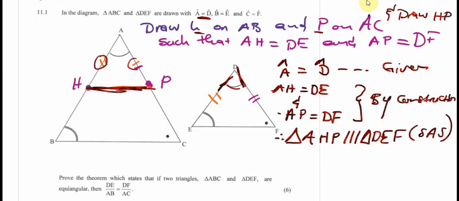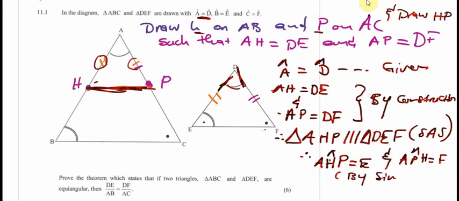If these are similar, that means that these angles are similar. That means that therefore your angle AHP will be equal to your angle E, since these are similar, and your angle APH will be equal to your angle F. It is by similarity, that you just proved.